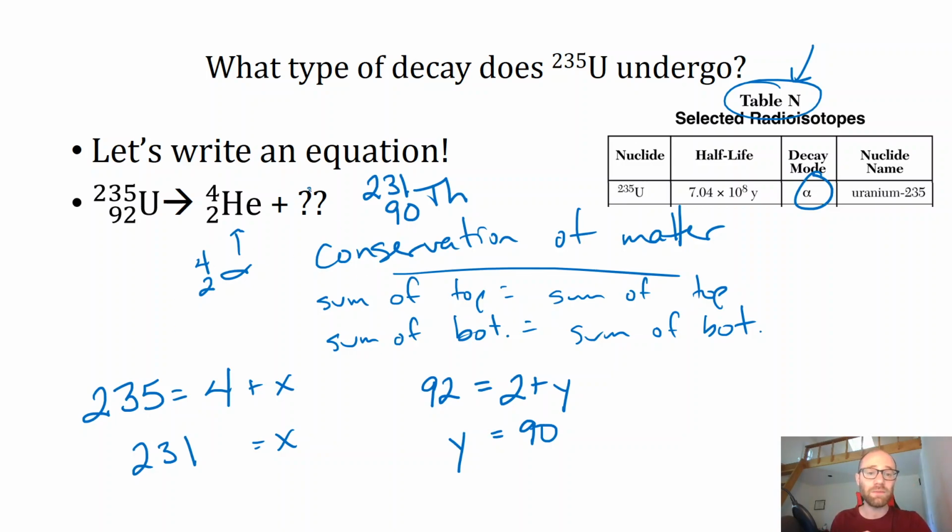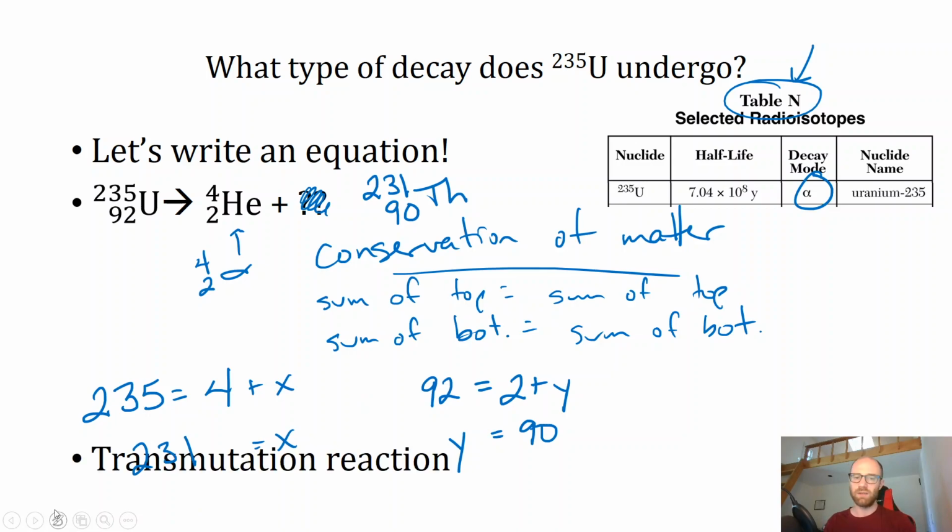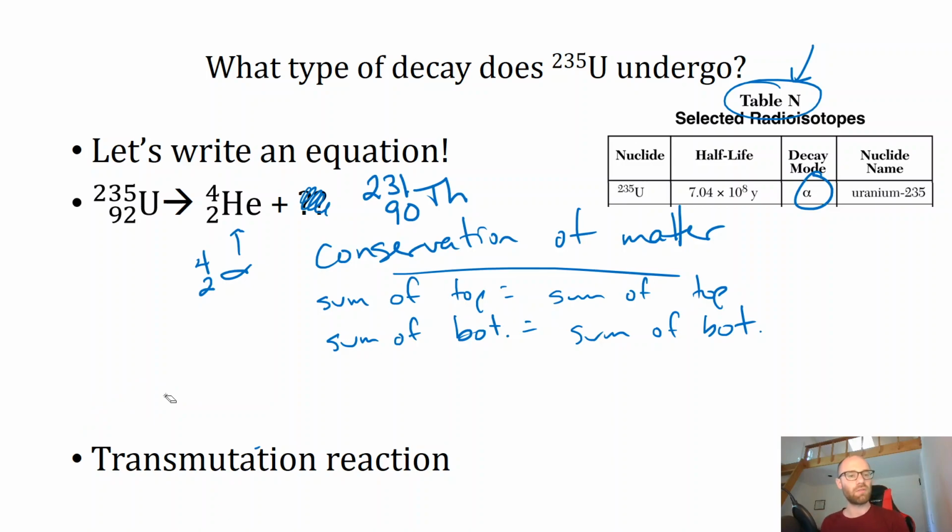But that's how we actually balance a nuclear equation. You just count up the numbers on top, count up the numbers on bottom, and then find the appropriate symbol. This is, again, what we call a transmutation reaction, where we can see that as a result of this reaction, uranium atoms became thorium atoms.